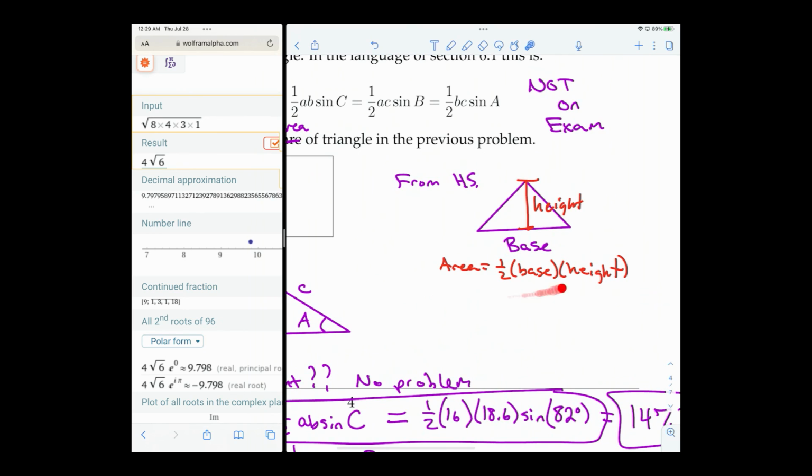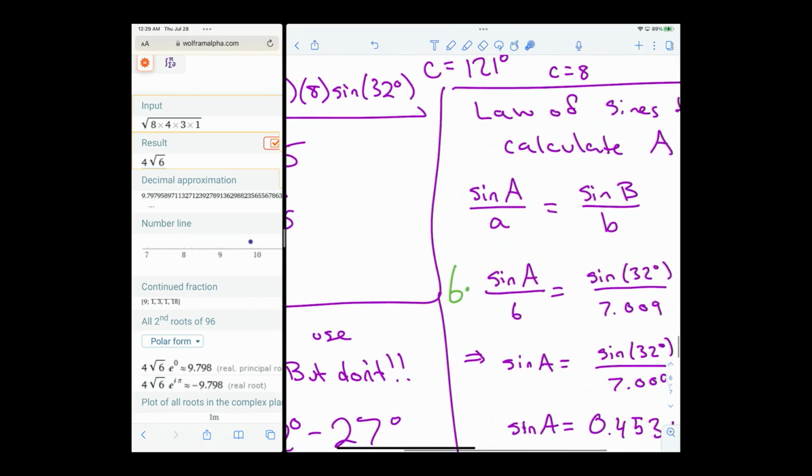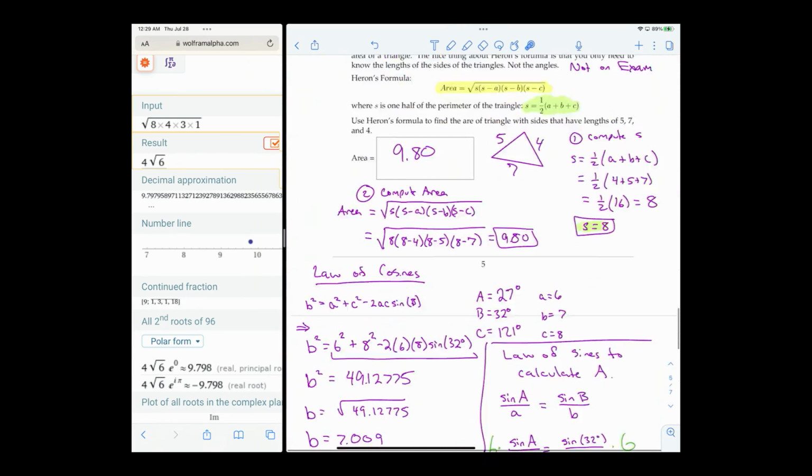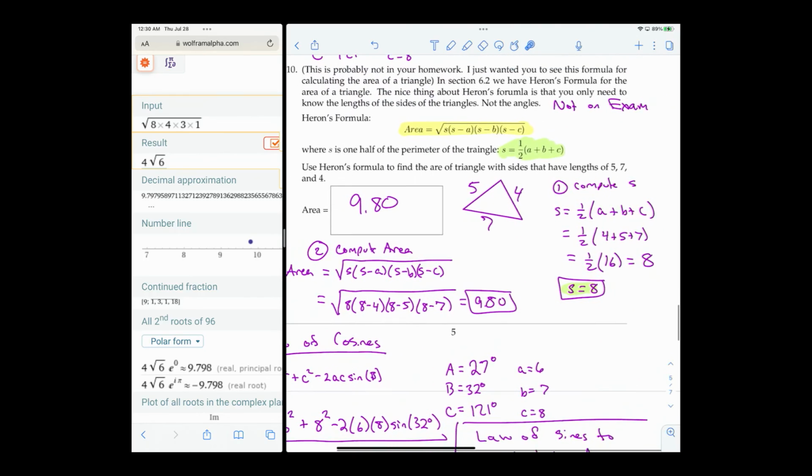You might just remember this formula, but there are other formulas for areas of triangles if all you know is the sides, like we did on that last one. So it's just neat that the formula exists, just from the sides to the area. Okay, well, anyway, that's it. So good luck on the exam. And yeah, that's about it.